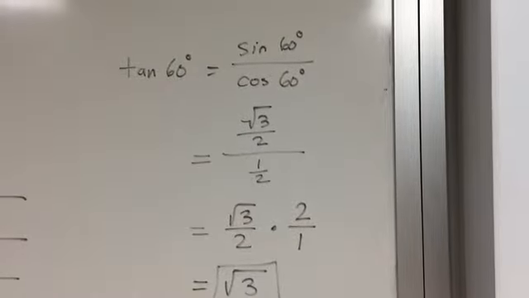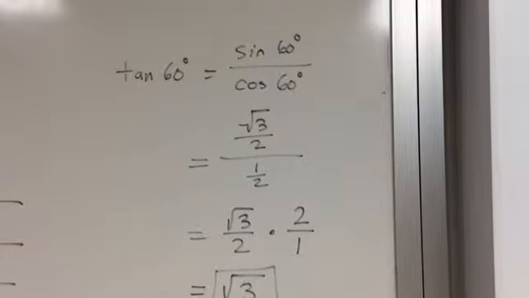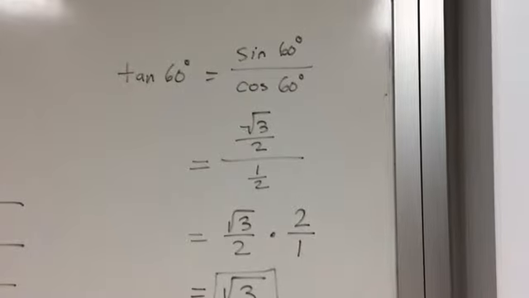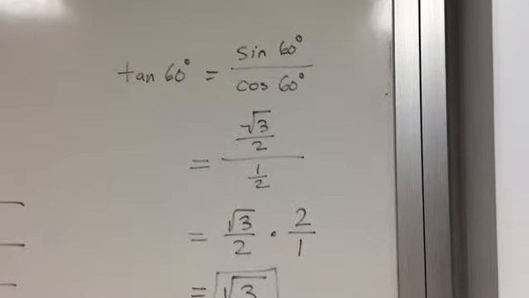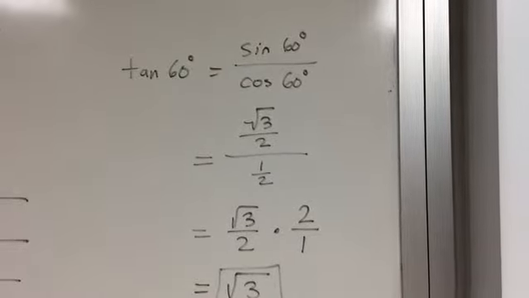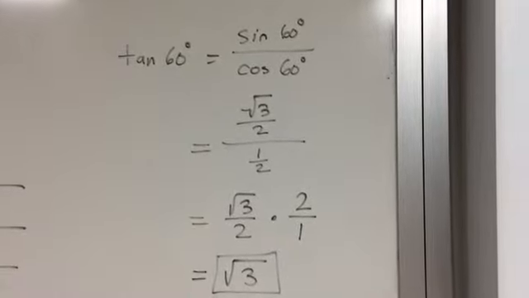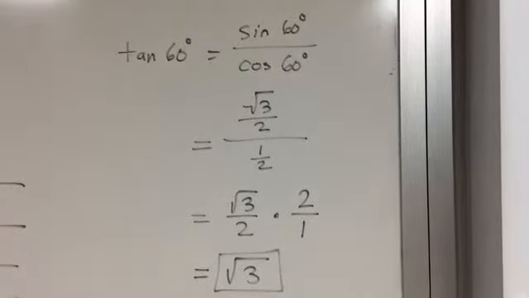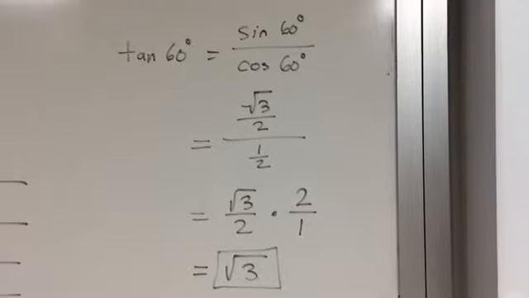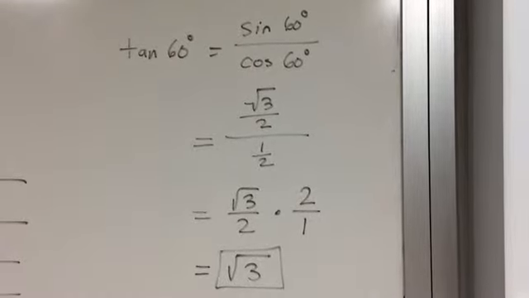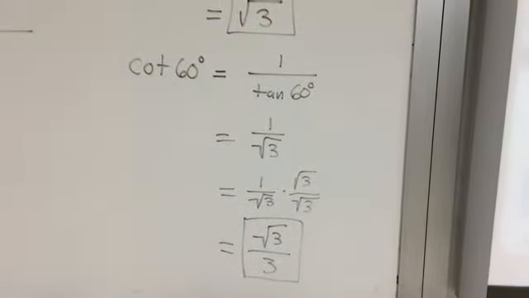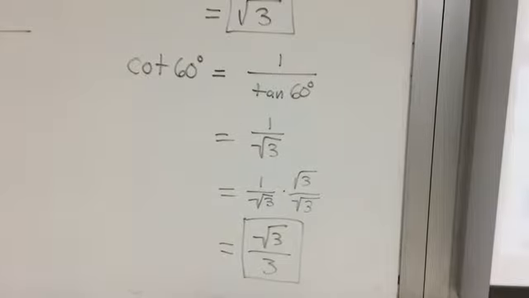The tangent of 60 degrees is equal to the sine of 60 divided by the cosine of 60. The square root of 3 over 2 divided by 1/2, when we flip the second fraction and multiply, gives us square root of 3 over 2 times 2 over 1. When the 2's cancel and we reduce, we are left with square root of 3 for the tangent of 60 degrees.